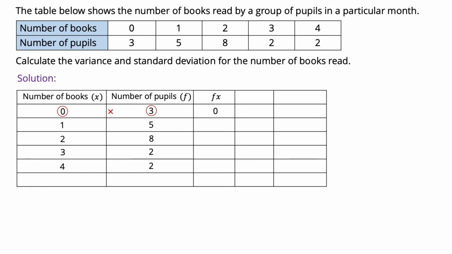3 times 0 is 0. 5 times 1 is 5. 8 times 2 is 16. 2 times 3 is 6. And 2 times 4 is 8.